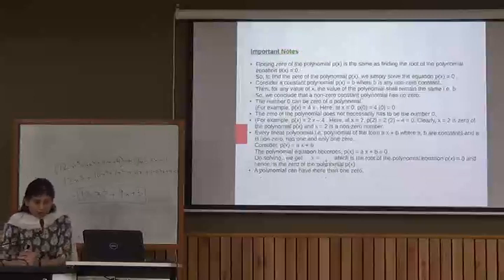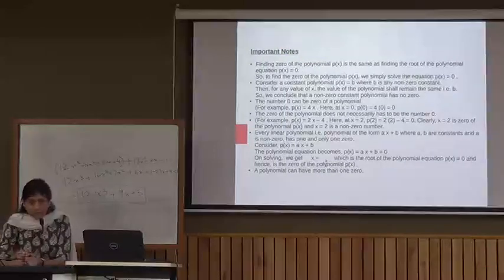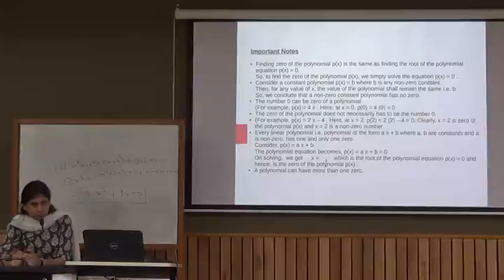Important notes for this topic. Finding the zero of the polynomial p(x) is the same as finding the root of the polynomial equation p(x) equal to 0. Hence, to find the zero of the polynomial, we simply solve the polynomial equation p(x) equal to 0. Then we get a value of x, which becomes the zero of the polynomial.